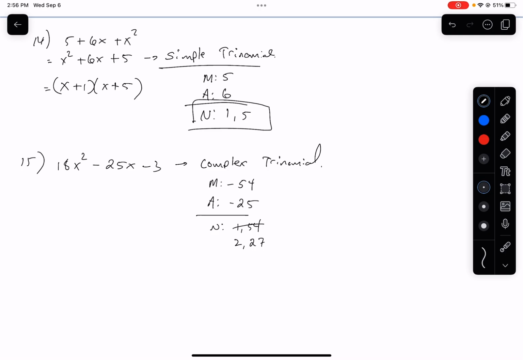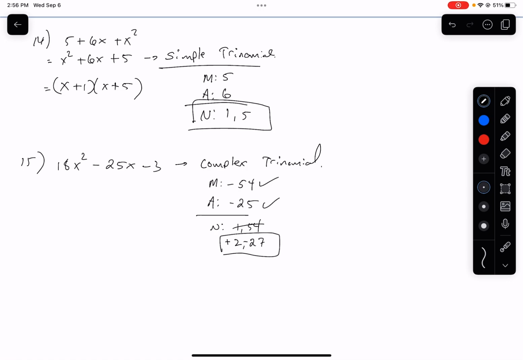We know we need negative 54, so one of those 2 factors needs to be negative, as well as add to negative 25. So I'm going to say the 2 is positive and the 27 is negative, right? So when I multiply positive 2 and negative 27, I get negative 54. And when I add 2 and negative 27, I get negative 25. So these are my 2 factors.